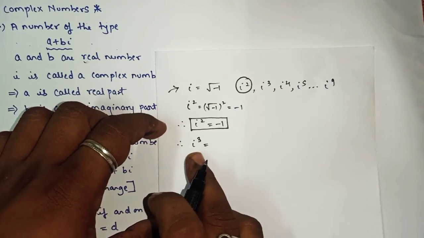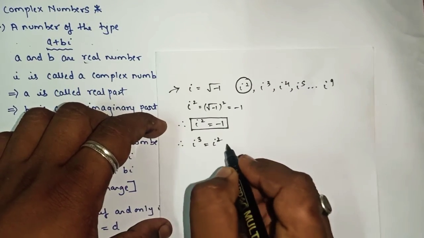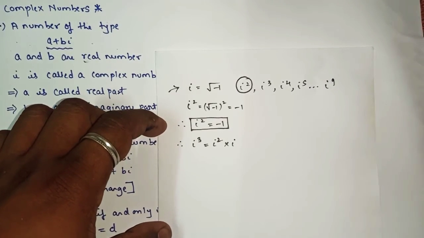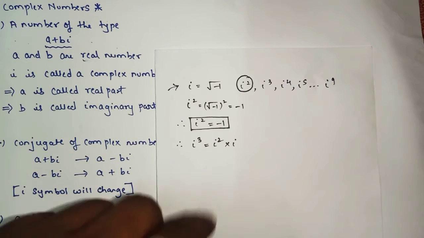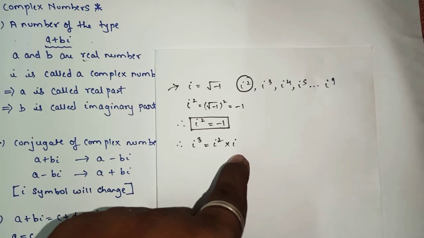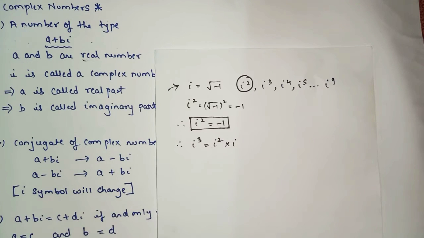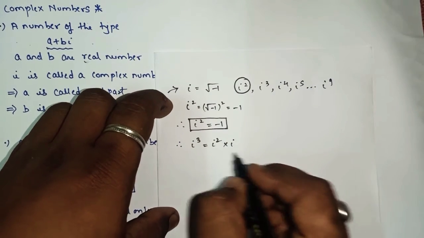Now we'll see how to find the value of I cube. Can I write this I cube as I square into I? Yes or no? Why did I write I square into I? Is I square into I equal to I cube? Yes, I square into I is I cube.